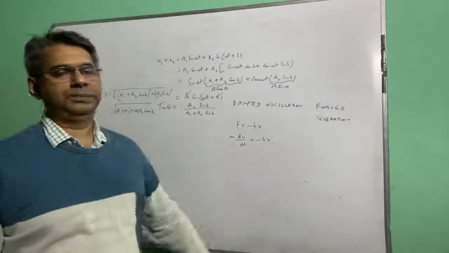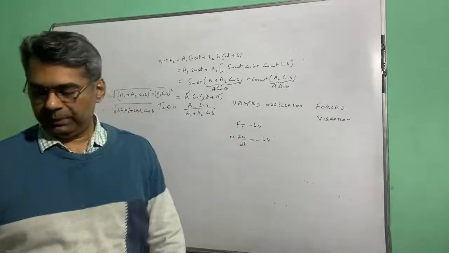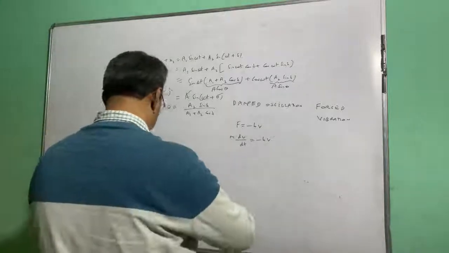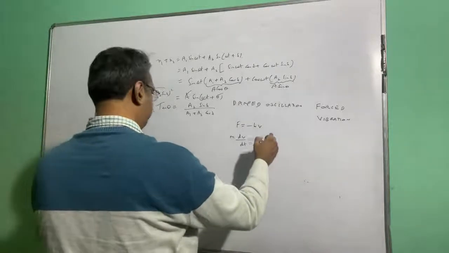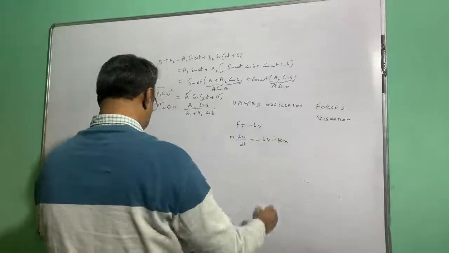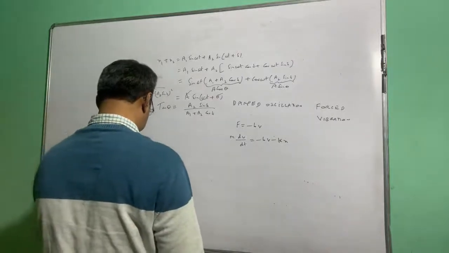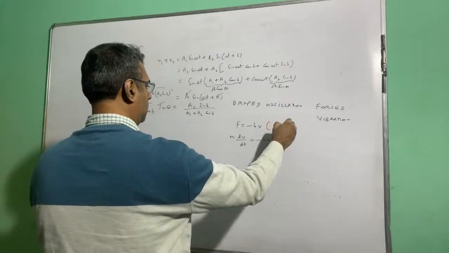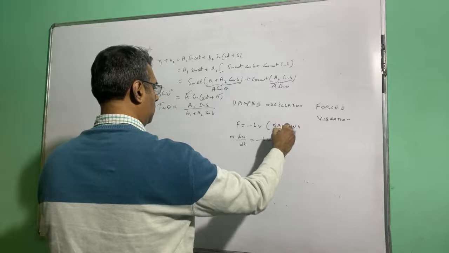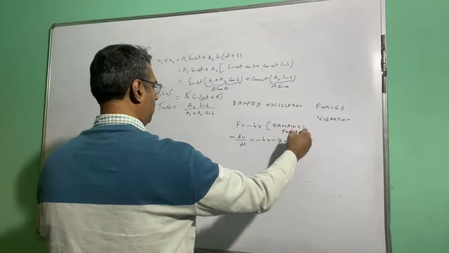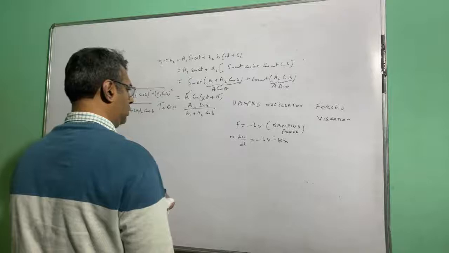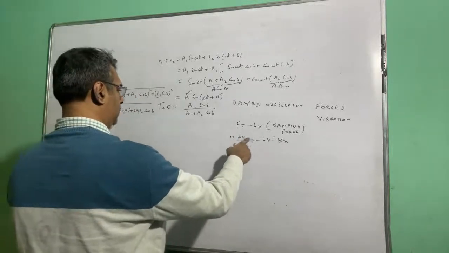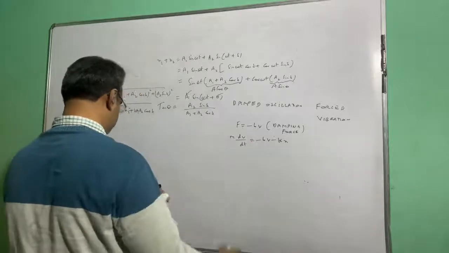It was found that the damping force is proportional to the velocity and oppositely directed to it. So F will be minus bV. So m dV by dt is minus kx minus bV, right? So once again, this is the damping force F equal to minus bV. And due to this damping force, the resultant equation will be m dV by dt is minus bV minus kx.